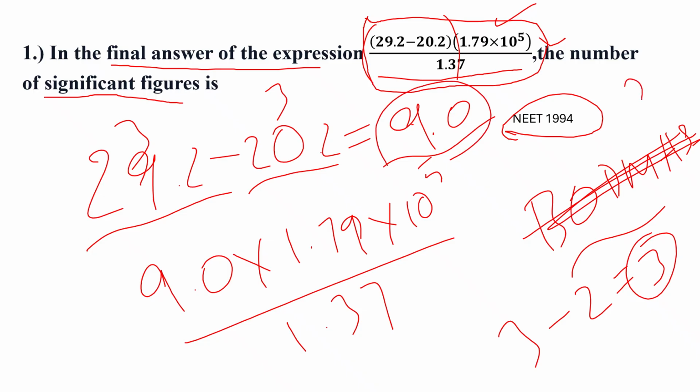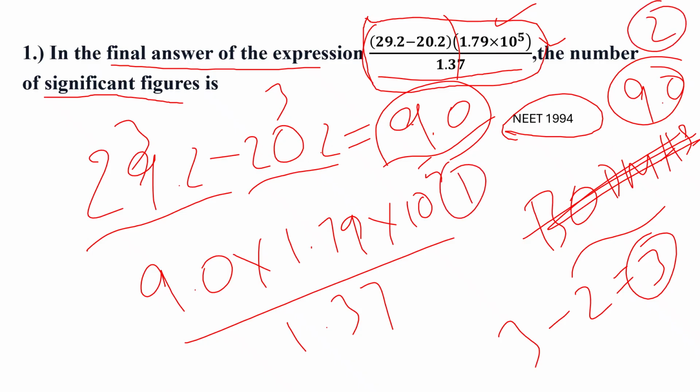If you subtract, we will get 9. Just 9. Why do we put 9.0? Because 9 has the minimum significant figure, and 2 is the maximum significant figure. We cannot write 9.00, because after the 0 there is no decimal. So I am writing the maximum significant figure for the case of addition and subtraction.